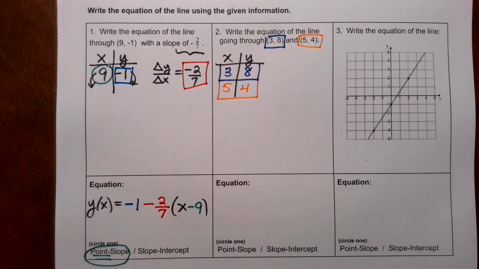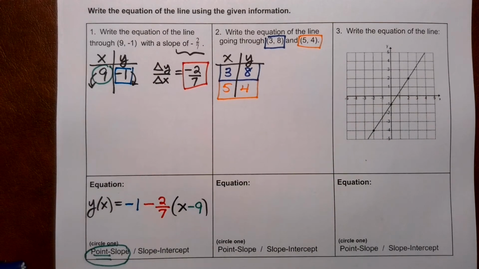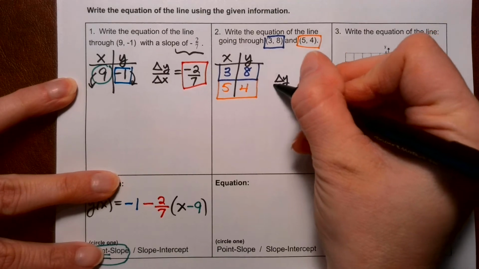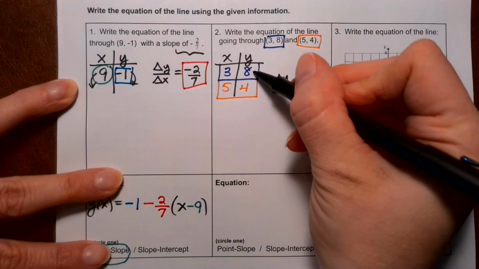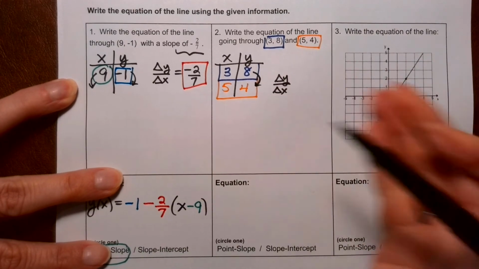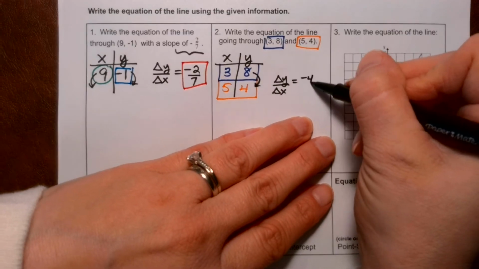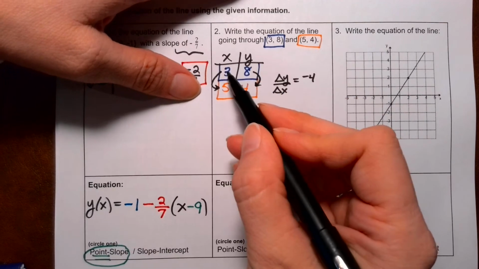So in order to write an equation, I need a point. And I got lots of points, but I also need to have a slope, or a delta y over delta x, a two-sided pattern. So how does an 8 change to a 4? That definitely goes down, and that would be -4. How does a 3 change into a 5? That's going up.